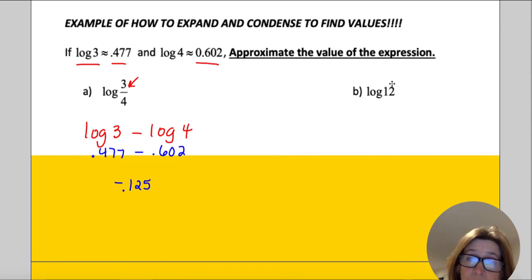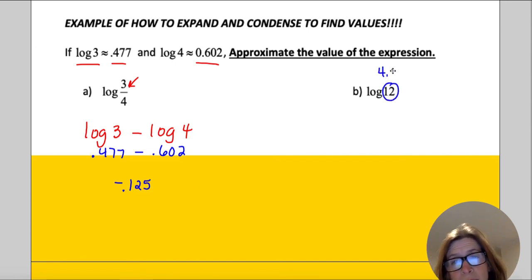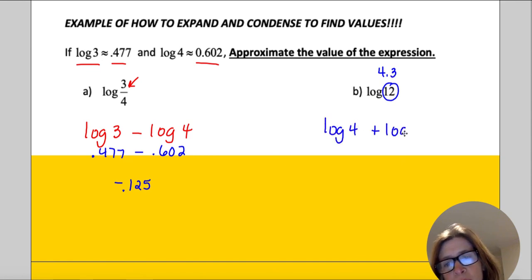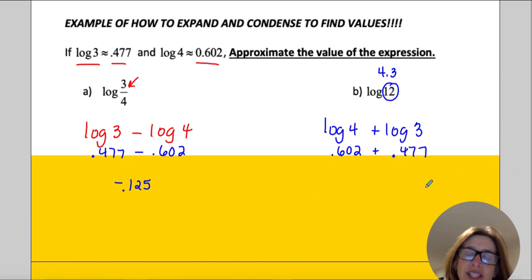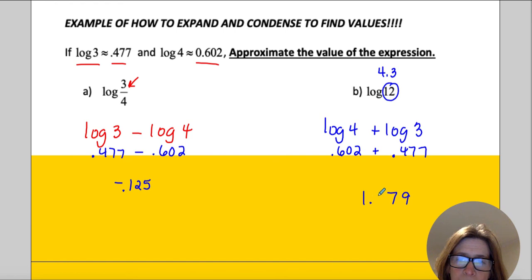Log 12. 12 can be rewritten as 4 times 3. So it would be log 4 plus log 3. So 0.602 plus 0.477. All right, I'll let you add those. Actually, I could do that, can I? Let's see, so 1.079. All right, and that is how you can use the properties to make expressions a little bit easier and to actually use substitution and put values in for logs.